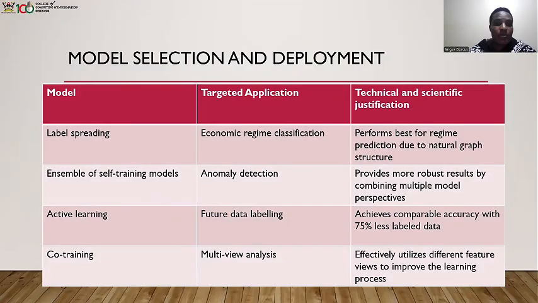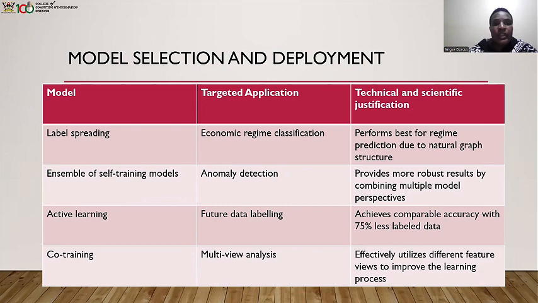Hello everyone, I'll be taking you through the model selection and deployment. So now if we look at the models, we have label spreading, an ensemble of self-training models, active learning, and co-training. All these are semi-supervised learning models.